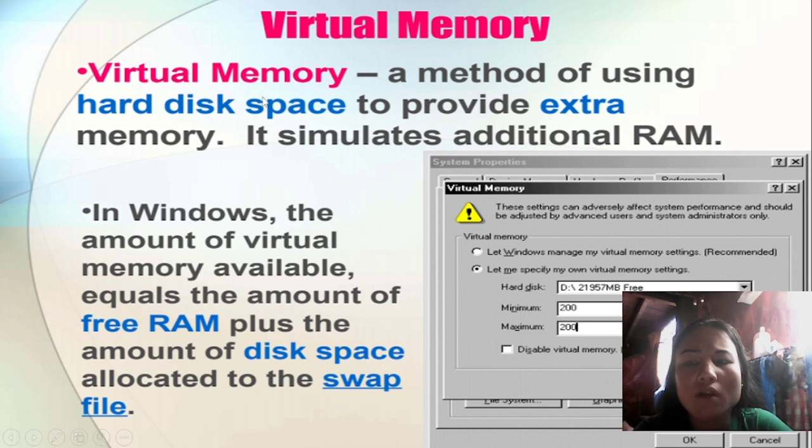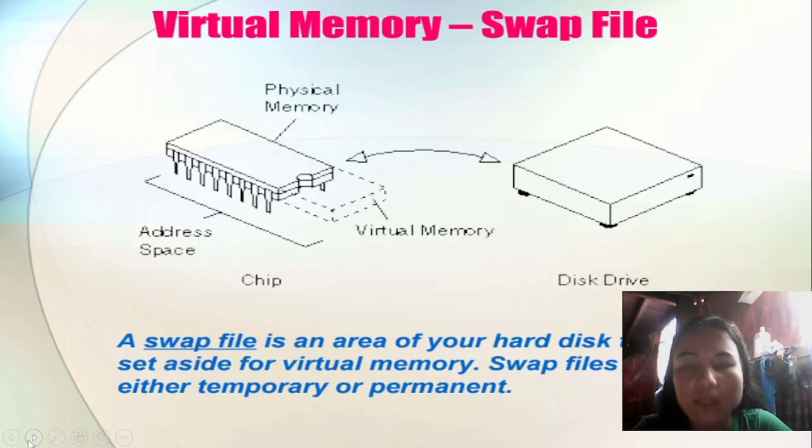Virtual memory is a method of using hard disk space to provide extra memory. It simulates additional RAM. In Windows, the amount of virtual memory available equals the amount of RAM plus the amount of disk space allocated to the software. So this is the virtual memory, step by step, showing how we can create the virtual memory. Okay, we proceed to the next part.